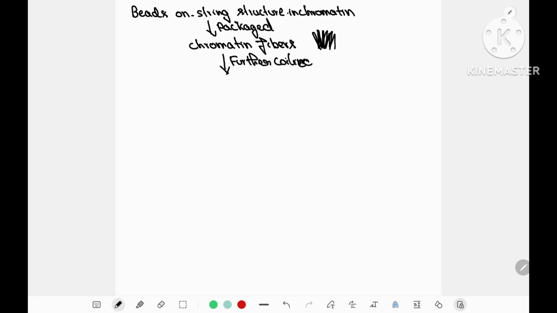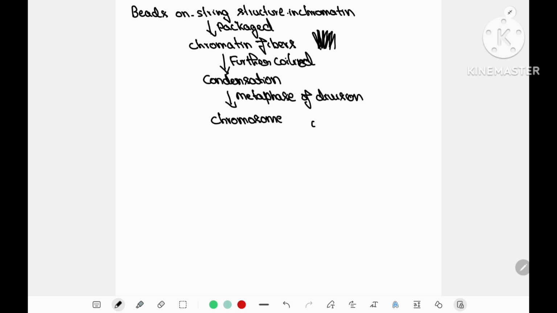The beads on string structure will be packaged to form chromatin fibers, and chromatin fibers are further coiled by a process called condensation during the metaphase of cell division. You have to remember that nucleosomes or chromatin are seen during interphase. But during metaphase, a higher level of condensation takes place, which results in the formation of a unit called the chromosome. In humans, as we know, there are 46 chromosomes.